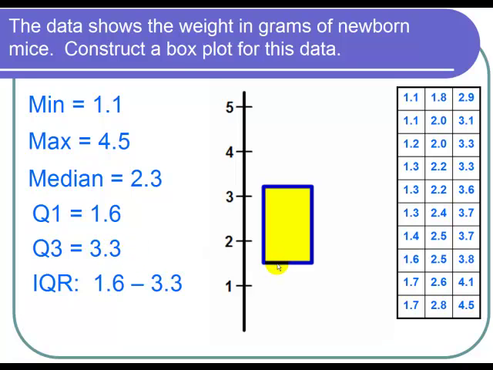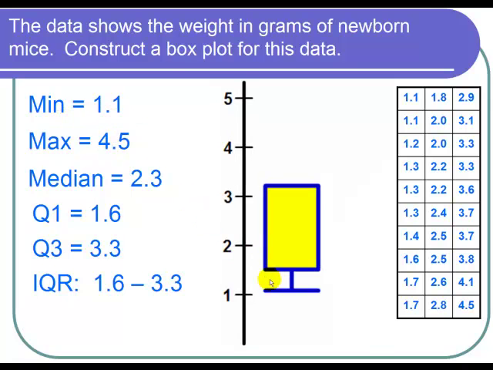So now draw the lower whisker. The lower whisker is at the minimum, which is 1.1. So I draw a little horizontal line of the same width as the box at 1.1, and then connect it with a little vertical line segment.